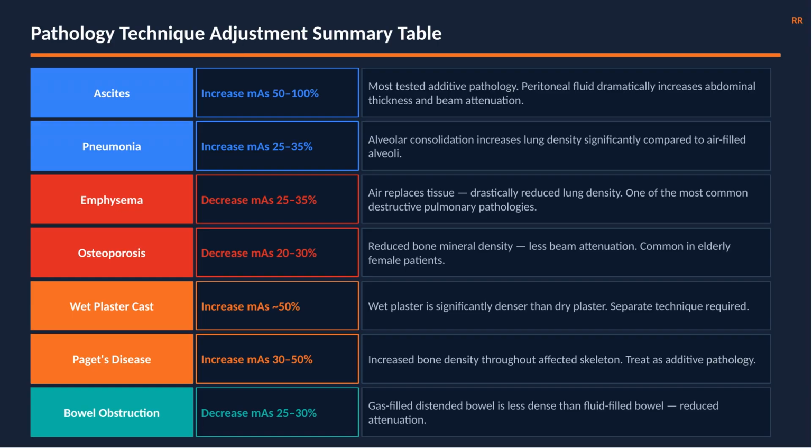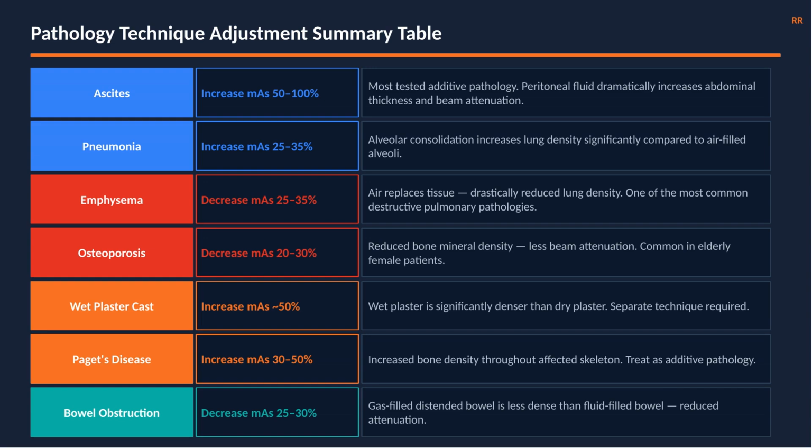Alveolar consolidation replaces air with dense fluid. Emphysema. Decrease MES 25 to 35%. Air replaces tissue. Drastically reduced lung density. Most common destructive pulmonary pathology.